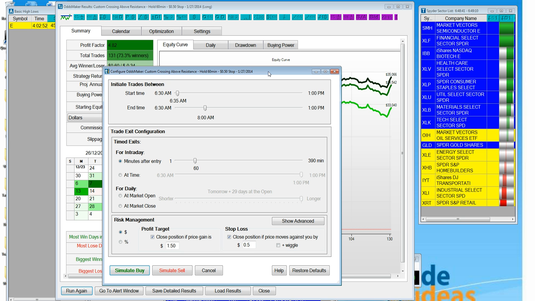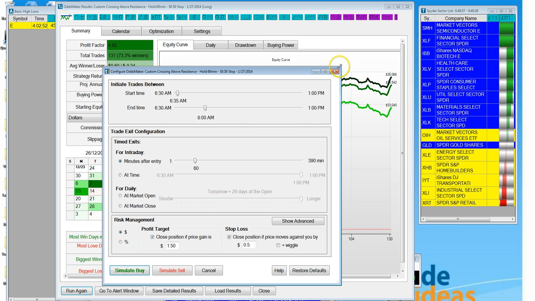And it also depends on how much buying power you have. So once they have your information, they will construct a strategy for you. Now, I didn't tell you what this strategy was exactly. It just says crossing above resistance. But you can see right here that there are many filters that this strategy uses.